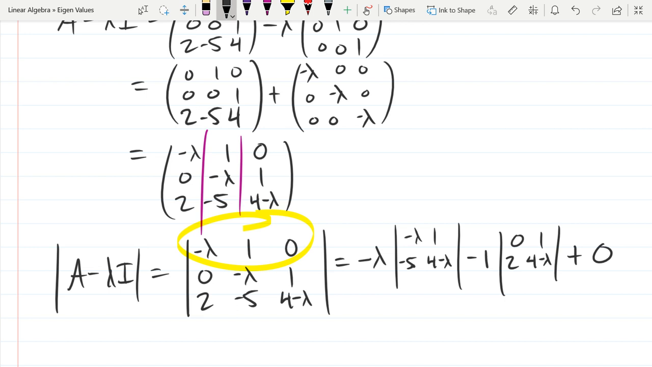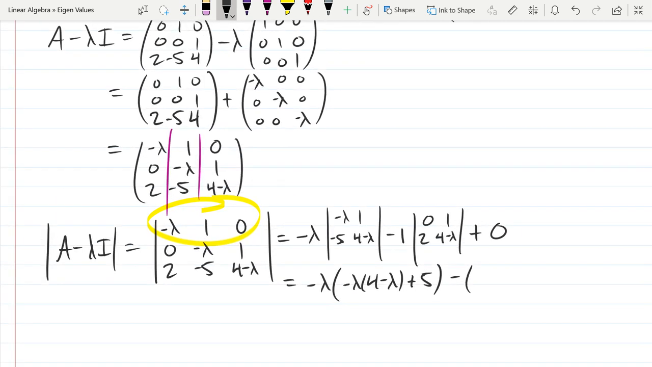So we don't need the third minor because our third coefficient's 0. So that whole thing will just be 0. All right, so now we just have some 2 by 2's to take care of. So we have negative lambda times 4 minus lambda, minus negative 5 times 1, which is plus 5, minus 0 minus 2.